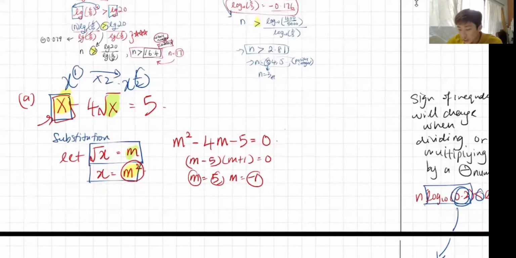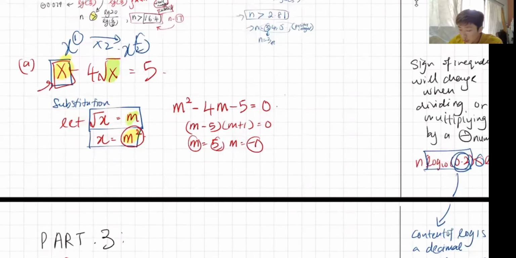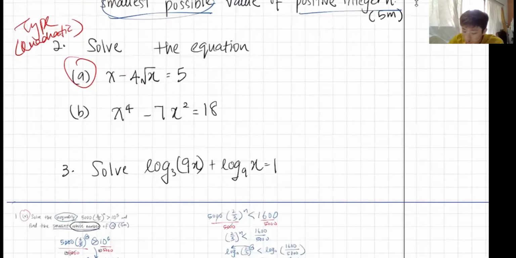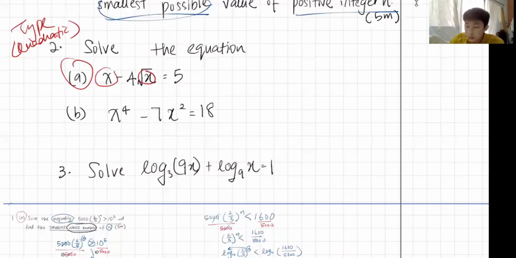Do you think this is the final answer? No, it's not the final answer. Why is it not the final answer? It's because this is m, but they want you to find x, because they ask you to solve the equation, and the equation is in terms of x. Can you see?